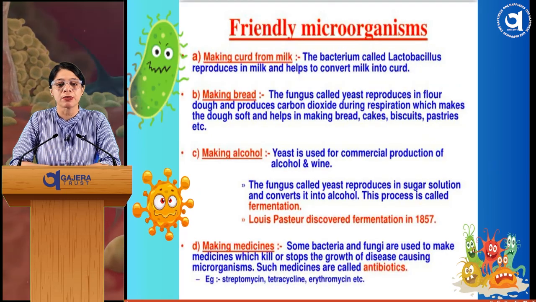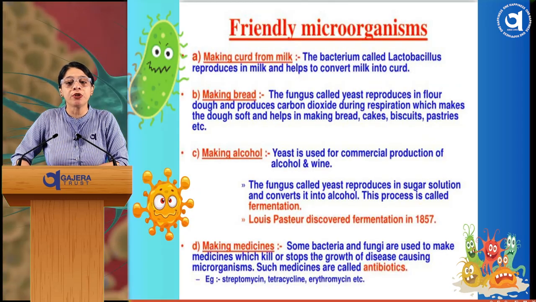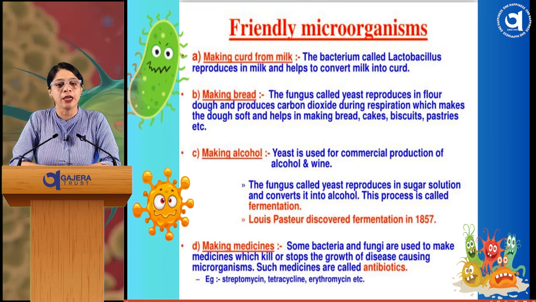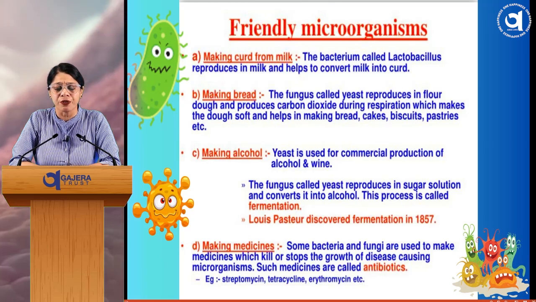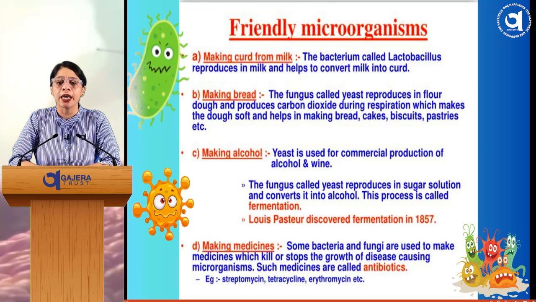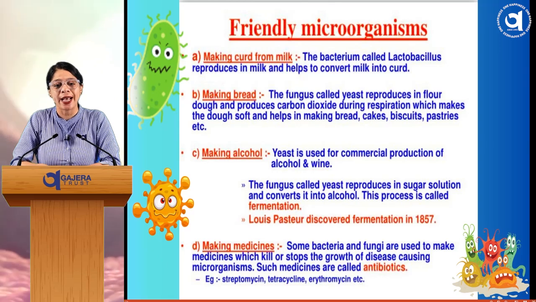Friendly microorganisms. Microorganisms play an important role. Some of them are beneficial in many ways and some of them are harmful. First of all, making curd from milk. The bacterium called lactobacillus reproduces in milk and helps to convert milk into curd. Second is making bread. The fungus called yeast reproduces in flour dough and produces carbon dioxide during respiration, which makes the dough soft and helps in making bread, cakes, biscuits, pastries, etc.